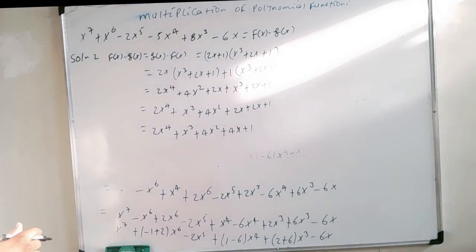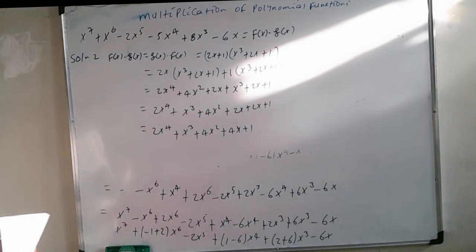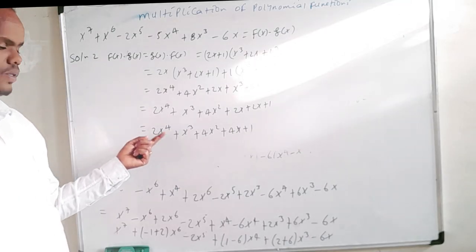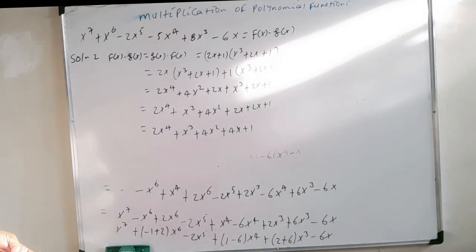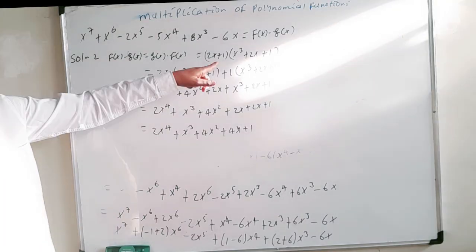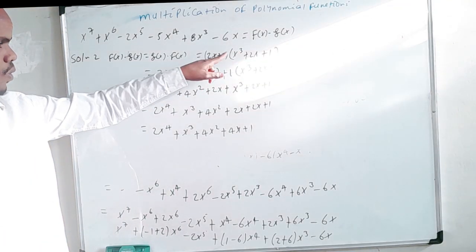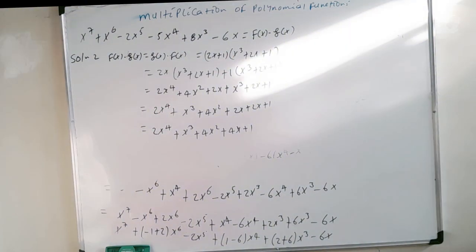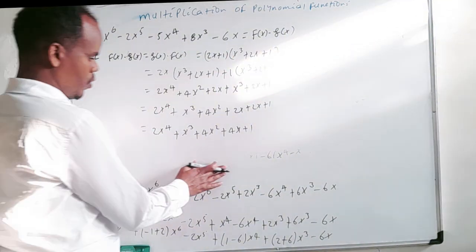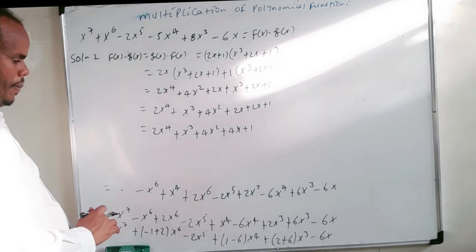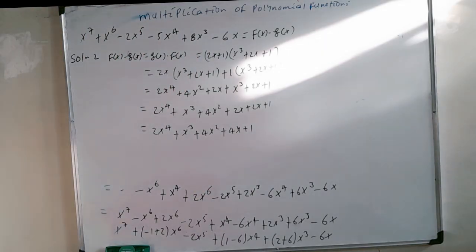That means the degree of f of x times g of x is 4. The degree of f of x is 3. The degree of g of x is 1. 1 plus 3 is equal to 4. So we can say that the polynomial function is closed under the operation of multiplication, because the product of two polynomial functions is a polynomial function.